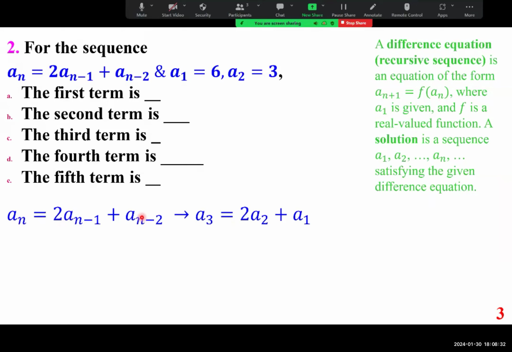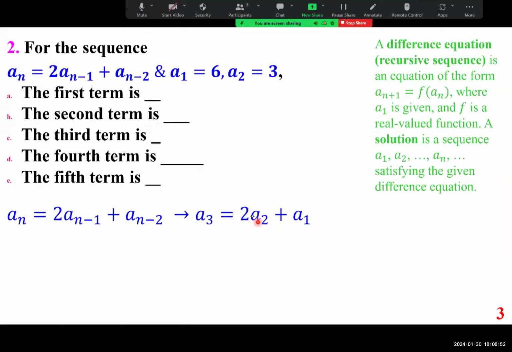plus a sub 1, because what does that mean? A sub n equals 2 a sub n minus 1 plus a sub n minus 2. It means if you want any term, pick the previous one multiplied by 2, and then the one before that, and add them up. So a sub 3, the one before that is a sub 2 multiplied by 2, and add up with a sub 1.